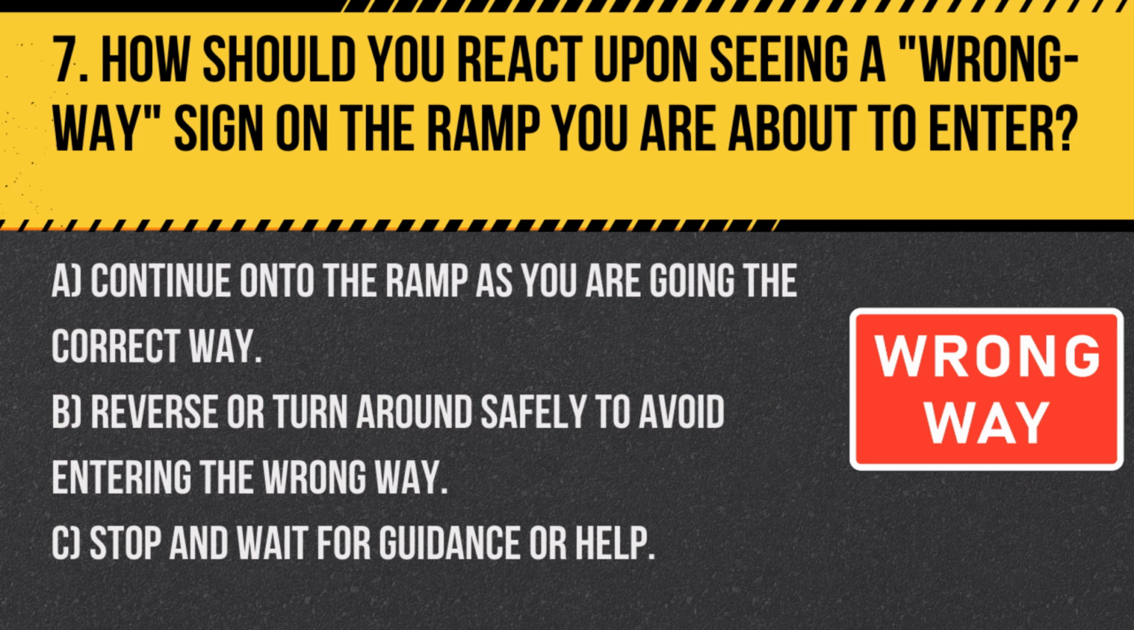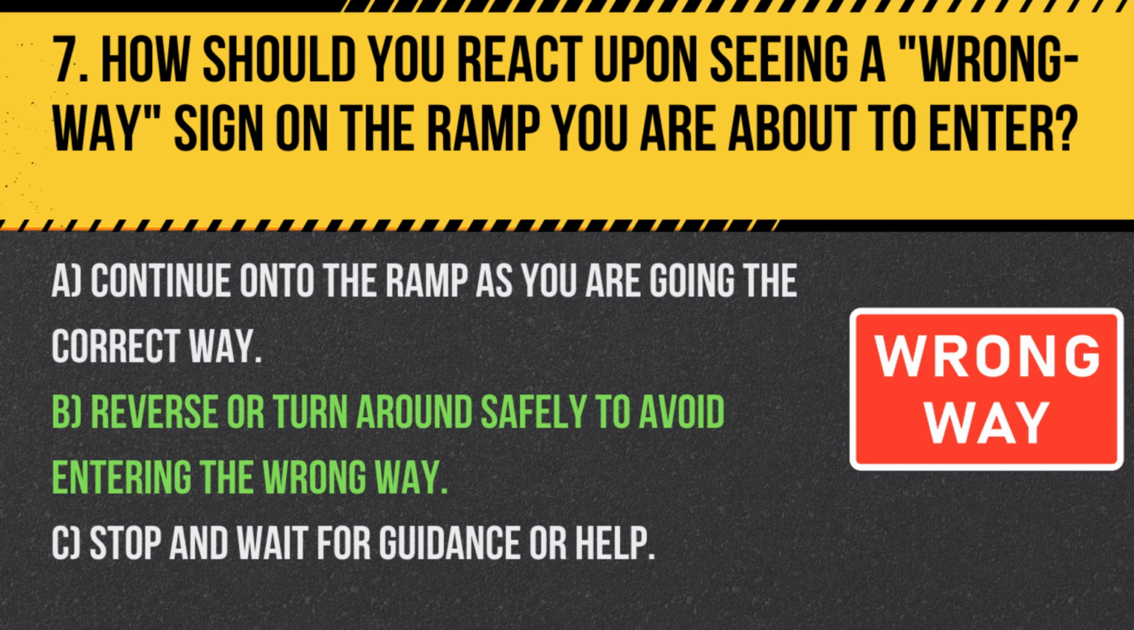Question 7. How should you react upon seeing a "Wrong Way" sign on the ramp you are about to enter? A. Continue onto the ramp as you are going the correct way. B. Reverse or turn around safely to avoid entering the wrong way. C. Stop and wait for guidance or help.